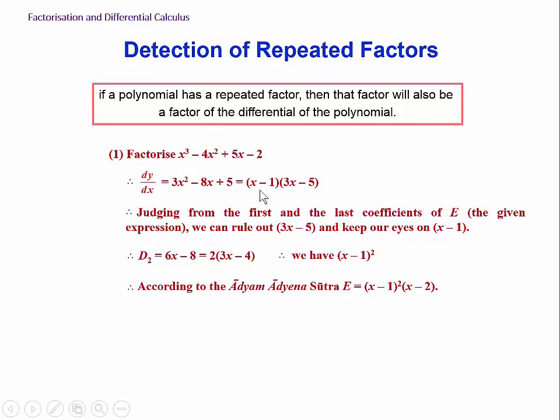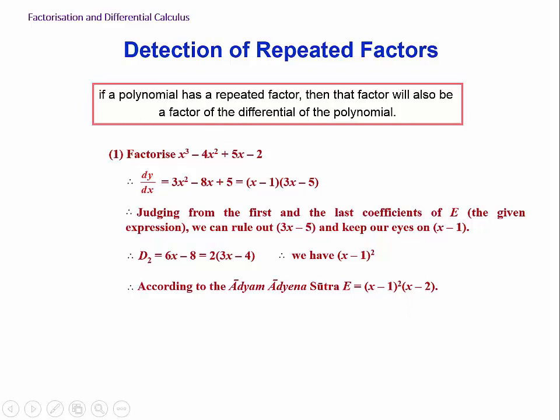We differentiate, find the factors, then we have to test if any factor that we've got, which could be a factor of E, is actually a factor of E. And if it is, it's a repeated factor. And then we have to go further to find out how many times it's repeated.